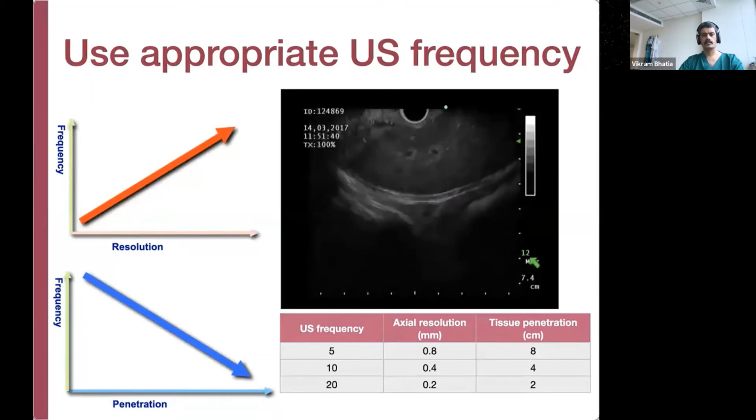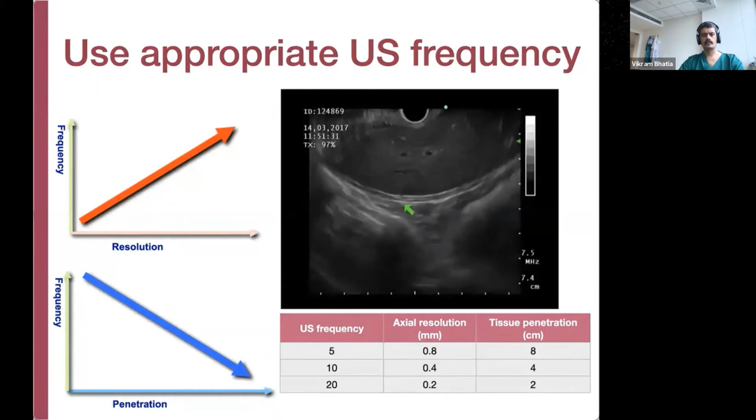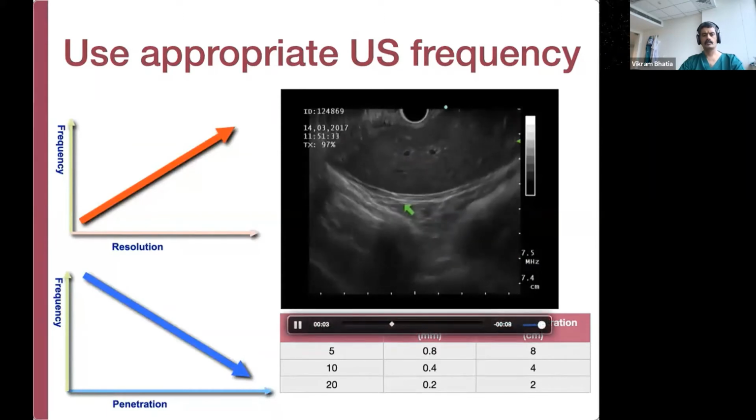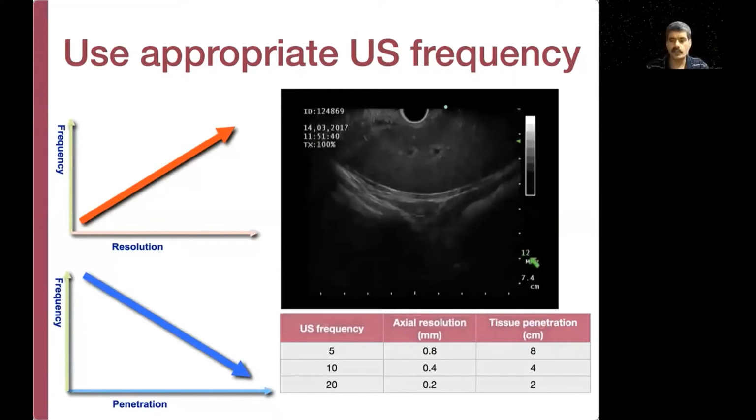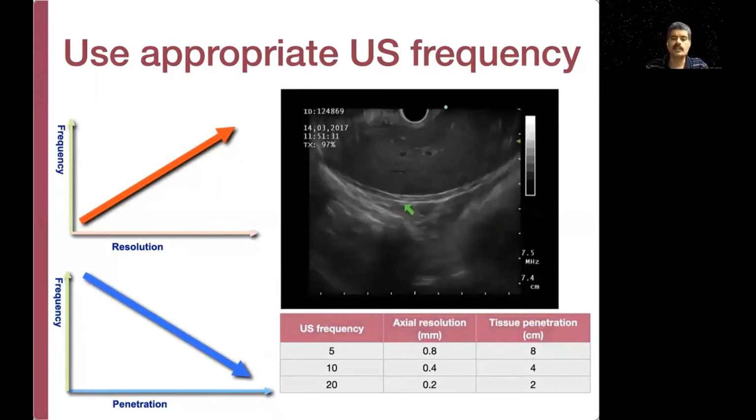We usually start with a low frequency, 6 or 7.5 megahertz, to get an overview and to evaluate the paraluminal structures. And we go up to 10 or 12 megahertz if we are to image the mural or the near field structures.